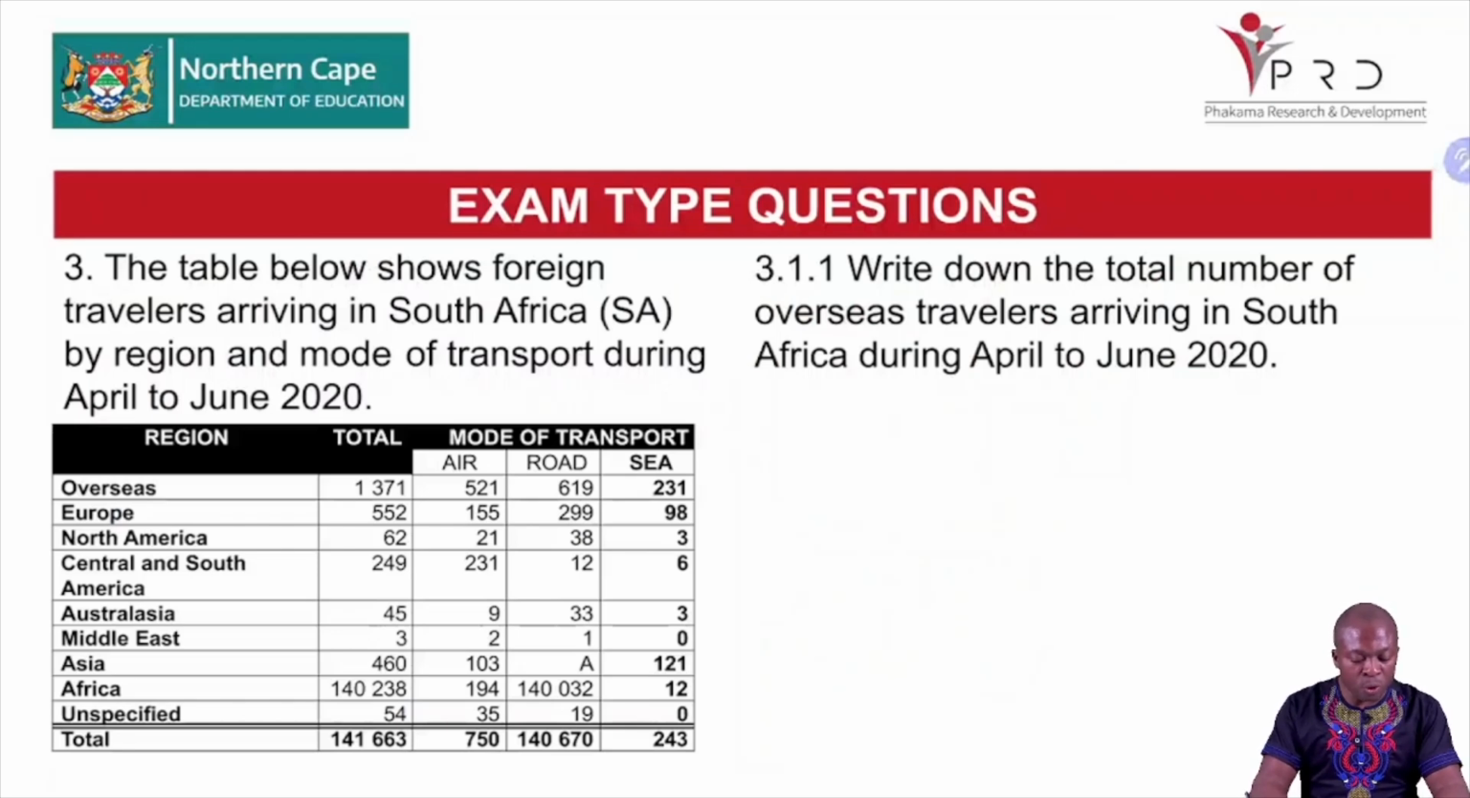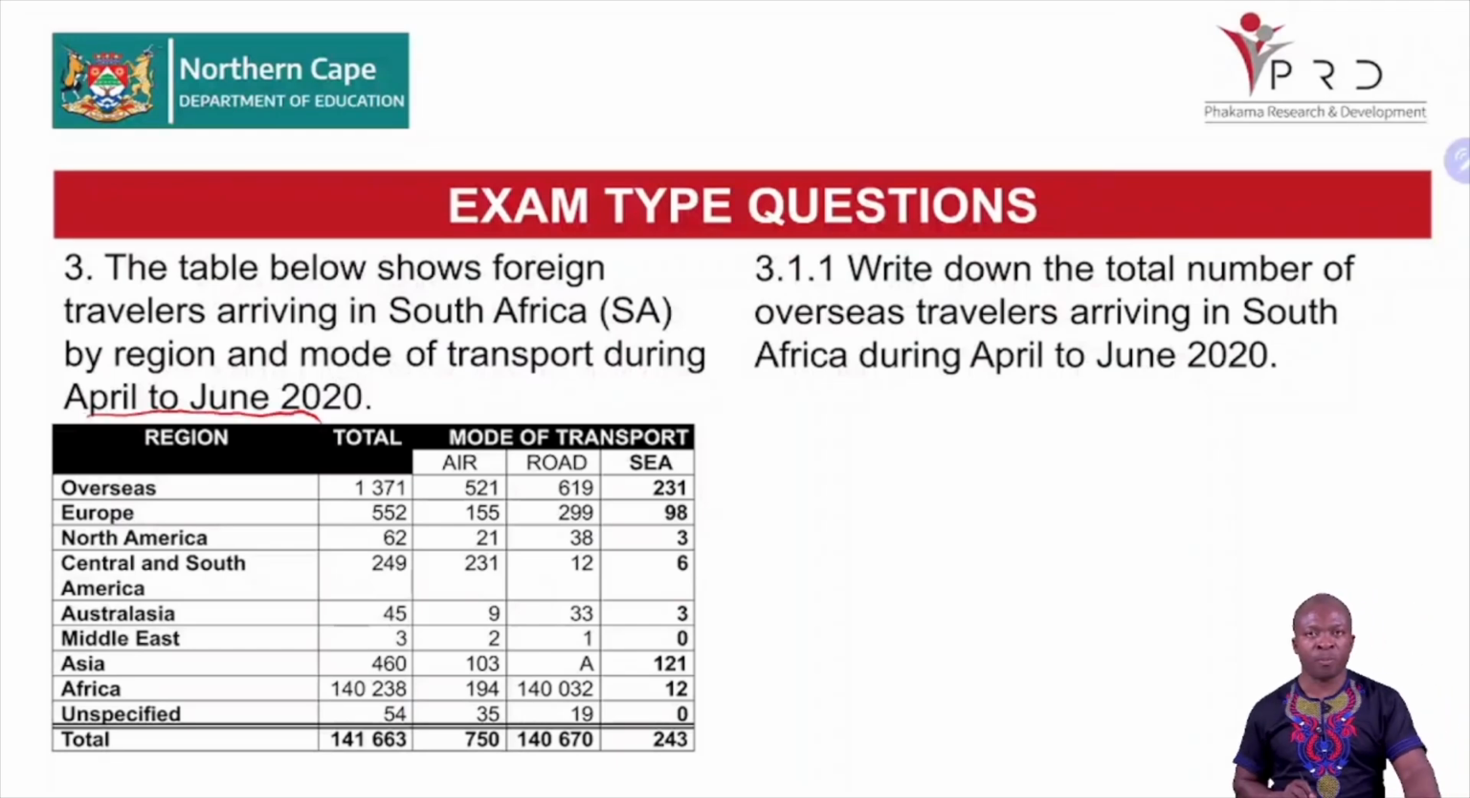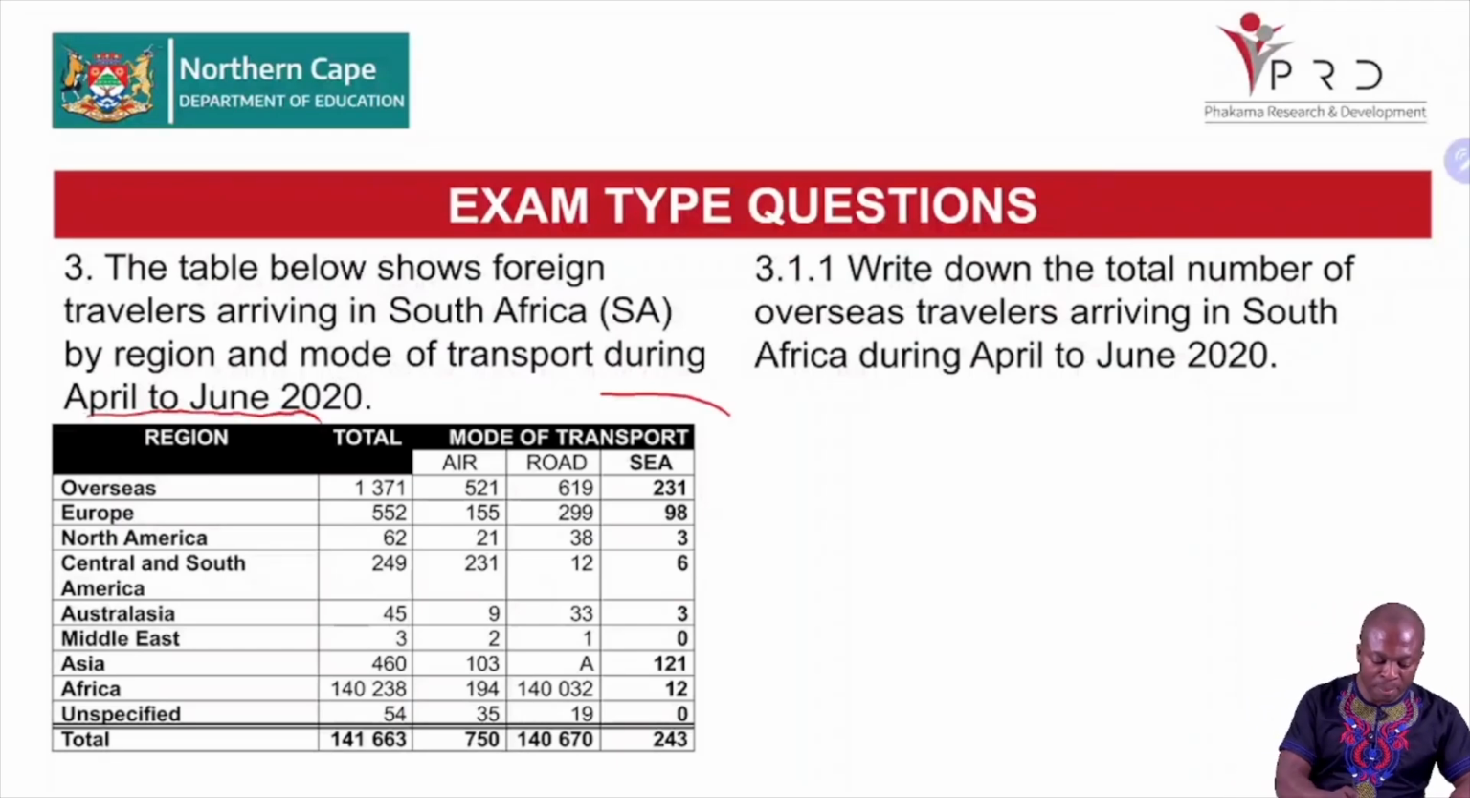The table below shows foreign travelers arriving in South Africa by region, meaning either from Asia, Americas, Europe, and by mode of transport, like how did they come to South Africa. So we are talking from April to June 2020. This is the information that the examiner has given to us, so we are working with it.